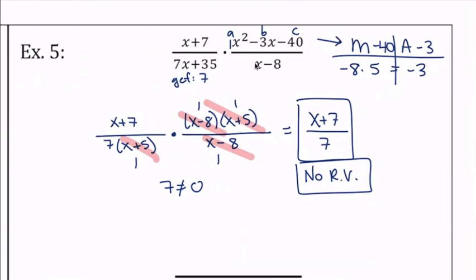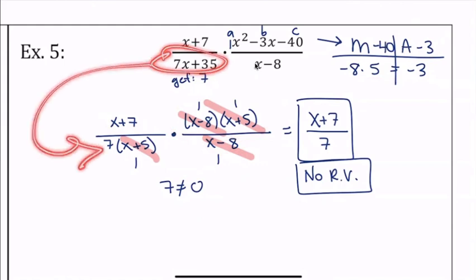I'm multiplying to a times c, so 1 times negative 40 is negative 40, and I'm adding to b of negative 3. The way to get to 40 and have 3 spaces apart is 5 and 8, specifically a negative 8 and a positive 5, because when they add together, you're going to take the sign of the bigger number. Then I wrote it out here, so this didn't change. This didn't change. This became x minus 8 times x plus 5. And then this one became 7 times x plus 5.